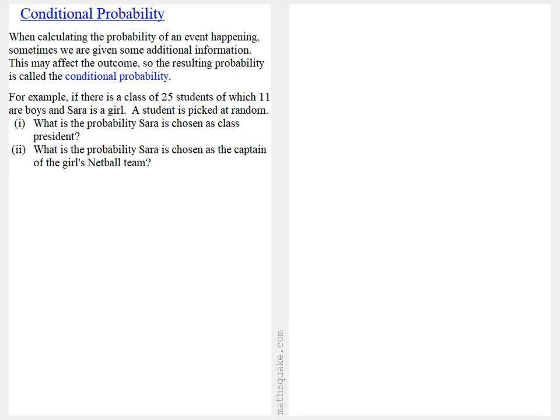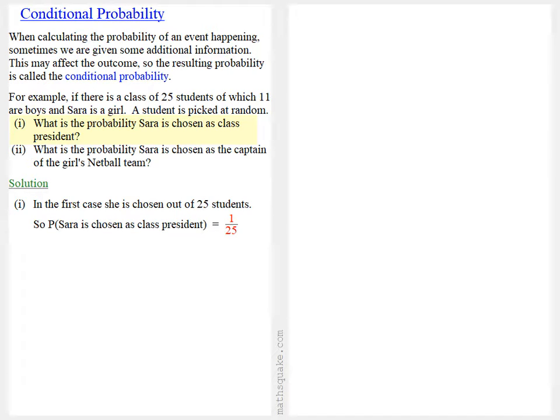For example, given a class of 25 students, of which 11 are boys and Sarah is a girl, a student is picked at random. In part 1, what is the probability that Sarah is chosen as class president? Well, Sarah is chosen out of 25 students. So the probability Sarah is chosen as class president is 1 out of 25.